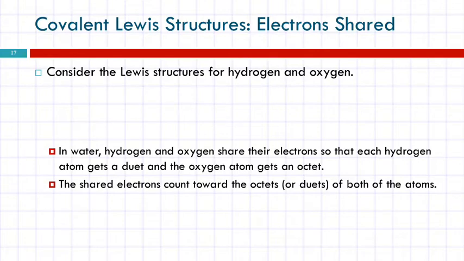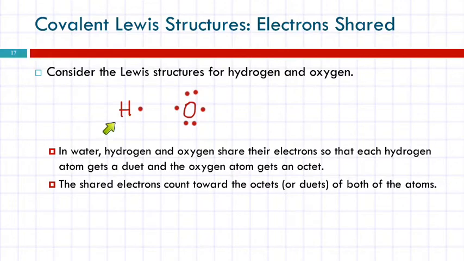So let's look at hydrogen and oxygen. So hydrogen has how many valence electrons? 1. It only has 1 electron. How many valence electrons does oxygen have? 6. So how can these two cooperate and get 8 valence electrons?